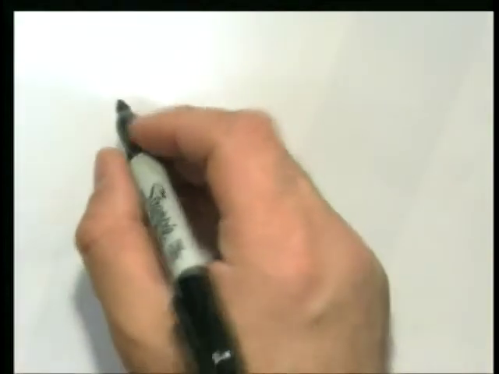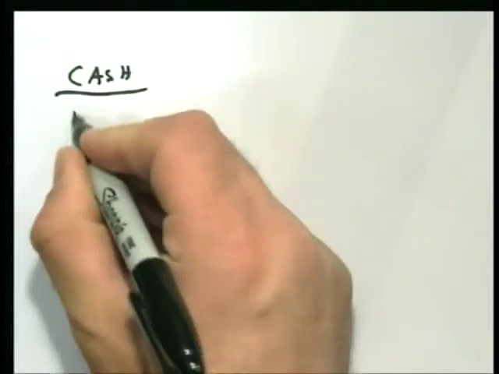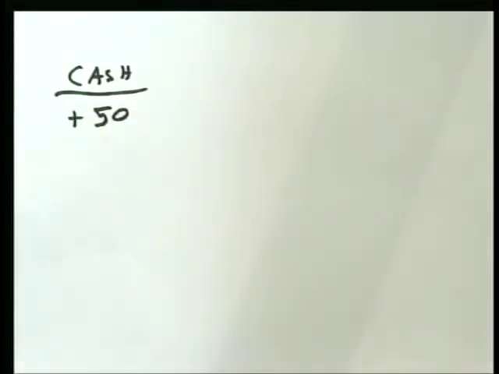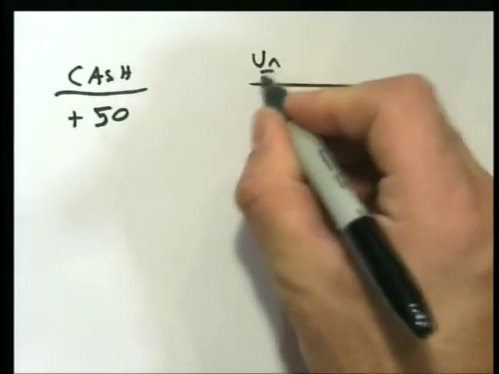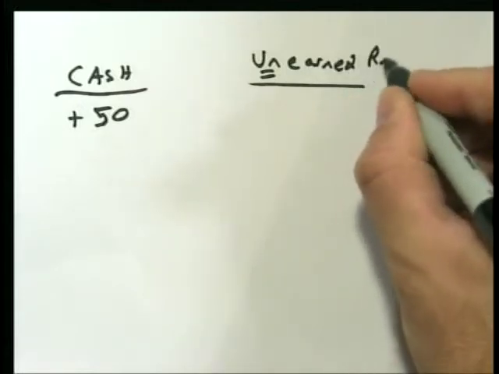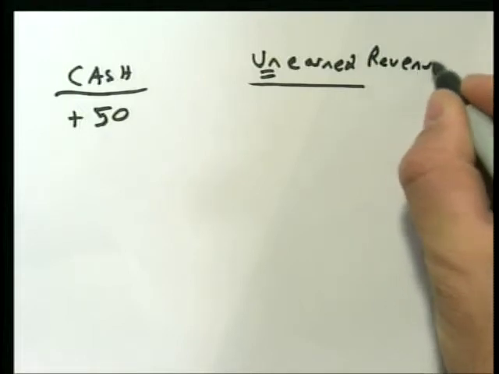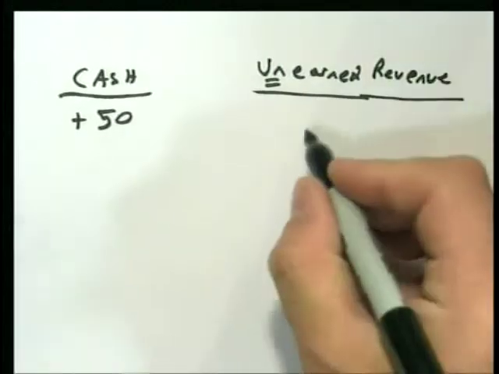Okay, so how would we account for that in sort of a transaction analysis sort of way? That's what I want to talk about. Okay? So let's take a look at the Elmo. Well, what I would do when he handed me that $50 is I would increase cash by $50. And then what I would also increase is an account called unearned revenue. Unearned revenue. Okay? And I would increase that by $50.